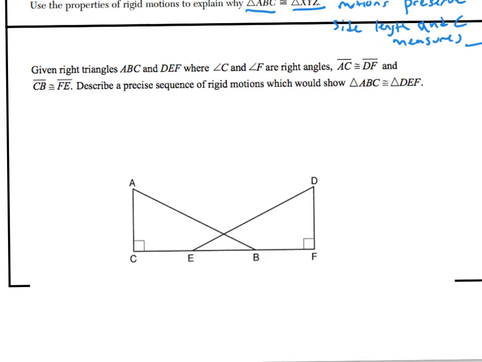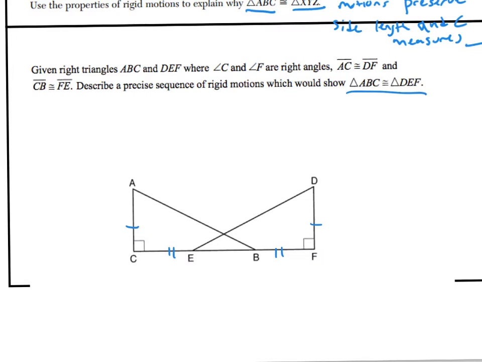Given right triangles ABC and DEF, where angle C and angle F are right angles, we know that AC is congruent to DF, and we know that CB and FE are congruent. Describe a precise sequence of rigid motions that would show that these two are congruent. So we want to map these onto each other to show that they are congruent. All right, now let's just go for it.